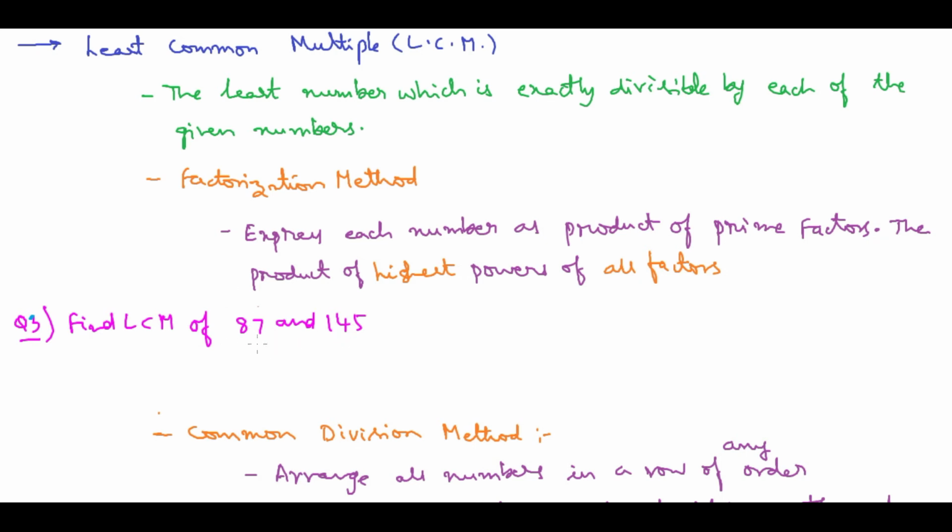87 is clearly an odd number, so it won't go with 2. Let me try with 3. It is 3 times 29. Even 29 is a prime number, so we will keep it like that only.